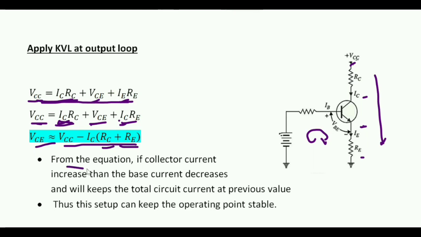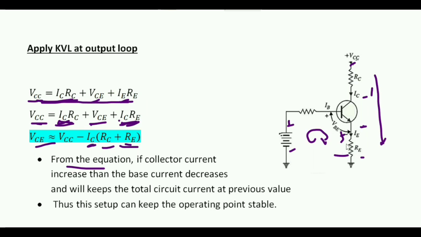If you observe the loop equation, if the collector current increases, then the base current decreases. This is because if the collector current IC increases, then the voltage drop across RE, that is IC into RE, will increase. This is the positive pole and this will be the negative pole, and we have seen that this is the positive pole of this VTH and this is the negative pole of this VTH.